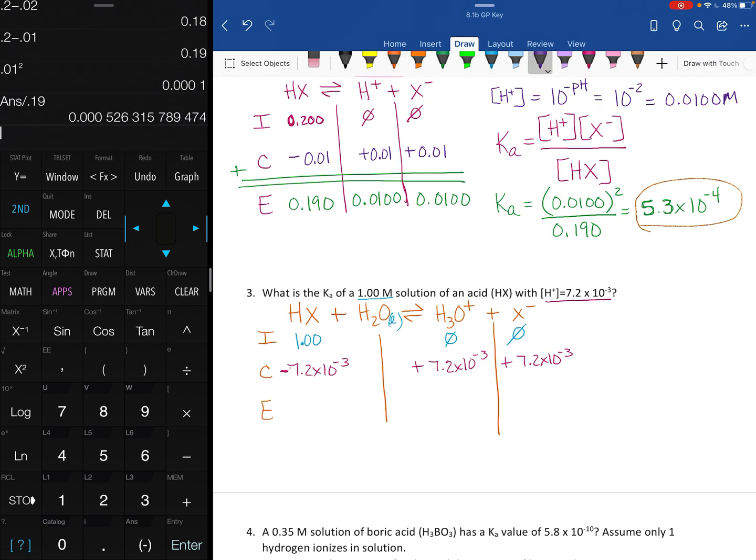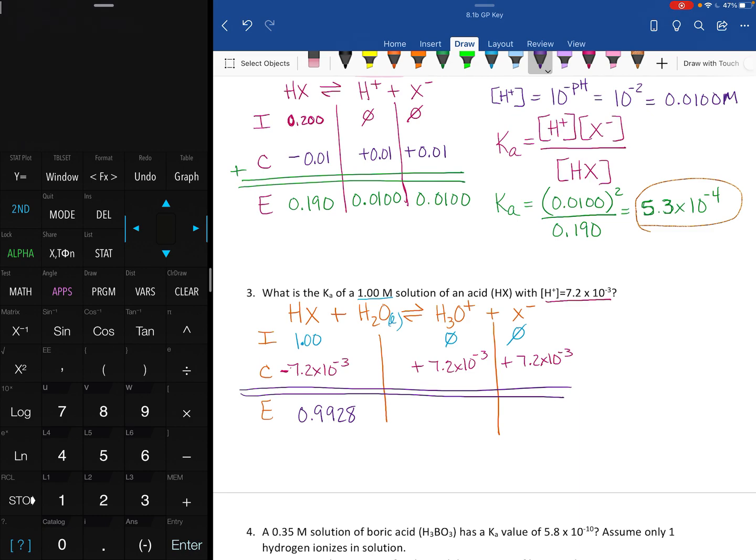Now let's go ahead and add these up just like we did before. So initial plus the change equals what we see at equilibrium. I hit the second and the EE button. That's how I like to do that, to the negative third. It works different in different calculators. Oh, I start off with 1 there. Let's do that again. 1 minus 7.2, second EE to the negative third. Okay, and I get the 0.9928.